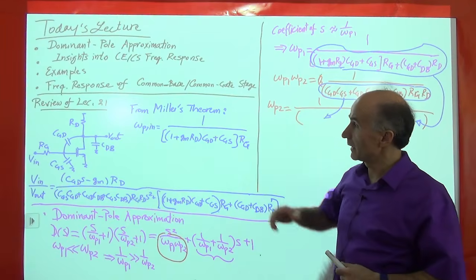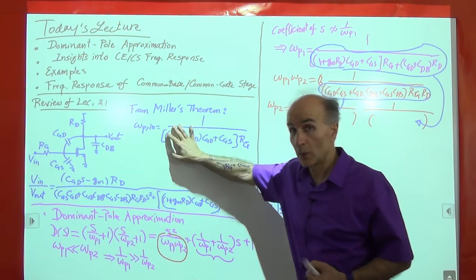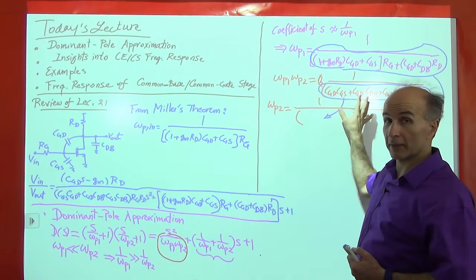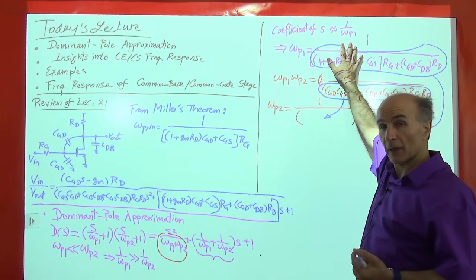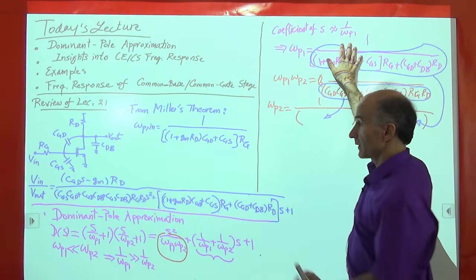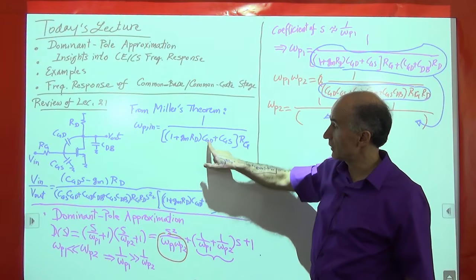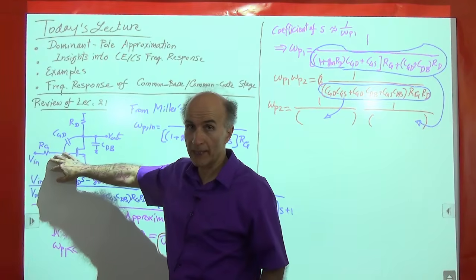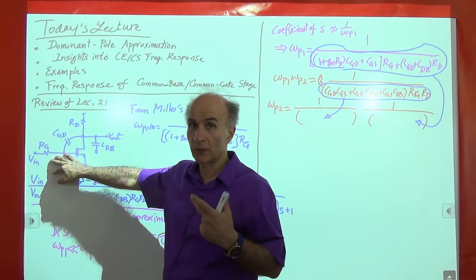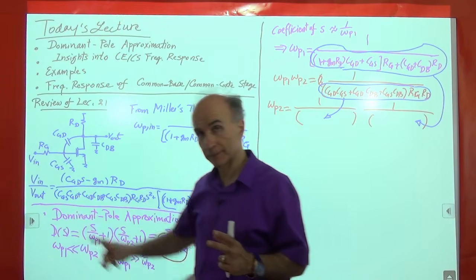Okay, so you see that we use Miller's approximation to arrive at this expression. We use the dominant pole approximation to arrive at this expression for omega p1. And they are somewhat similar, right? So you can see that most of the components are there. So we have the Miller effect of CGD plus CGS, right? Multiplied by RG, as we would expect when we are trying to associate a pole to one node.